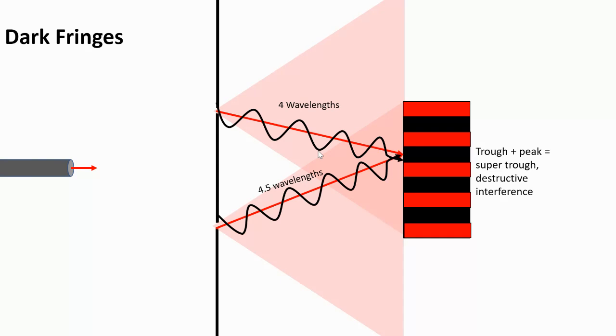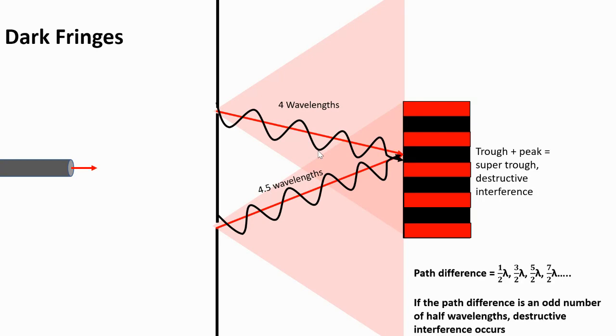If we mark on the rays, we can see it at the screen now. If the light is in phase to begin with, then we're going to have a trough and a peak meeting at the screen. Therefore, we get destructive interference. This is our general rule for the dark fringes. If our path difference is an odd number of half wavelengths, then we get destructive interference.